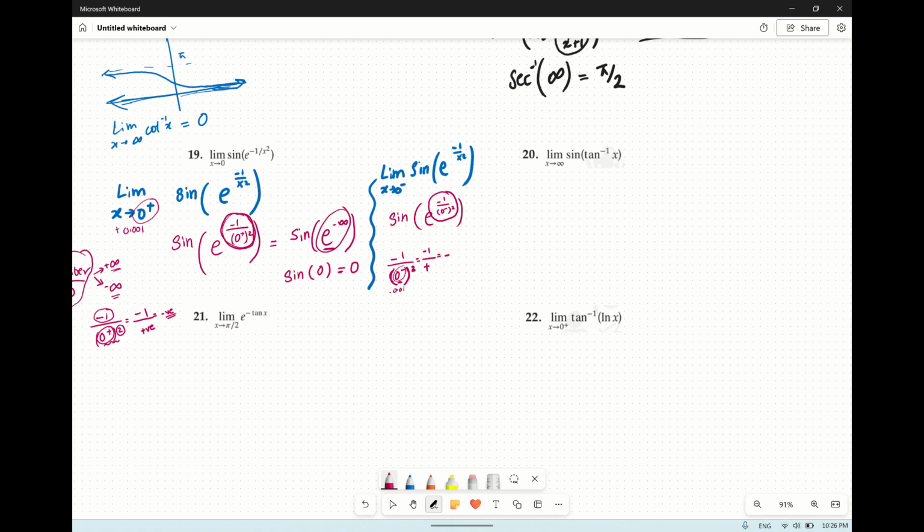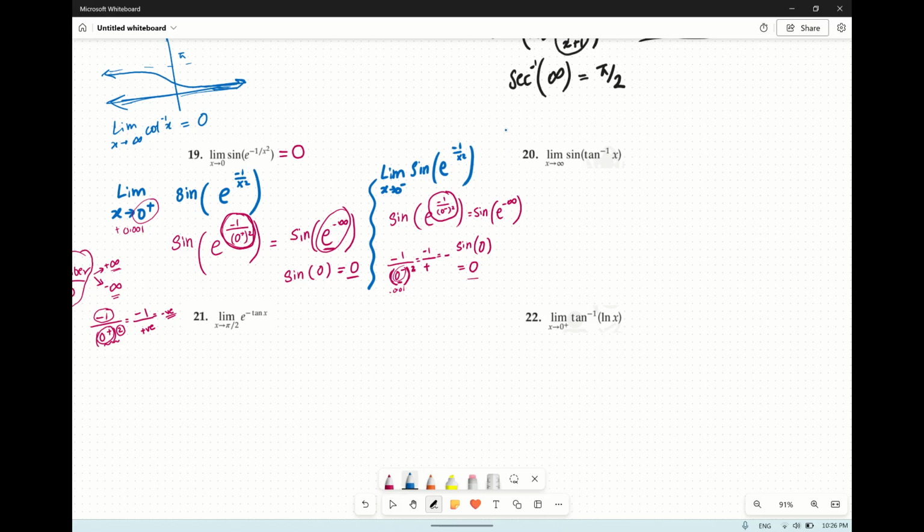So now I will say sine of e power negative infinity. What do we know about e power negative infinity? It is 0, and sine of 0 is 0. Now, since the limit from the right equals the limit from the left, I can conclude that the final answer is 0.